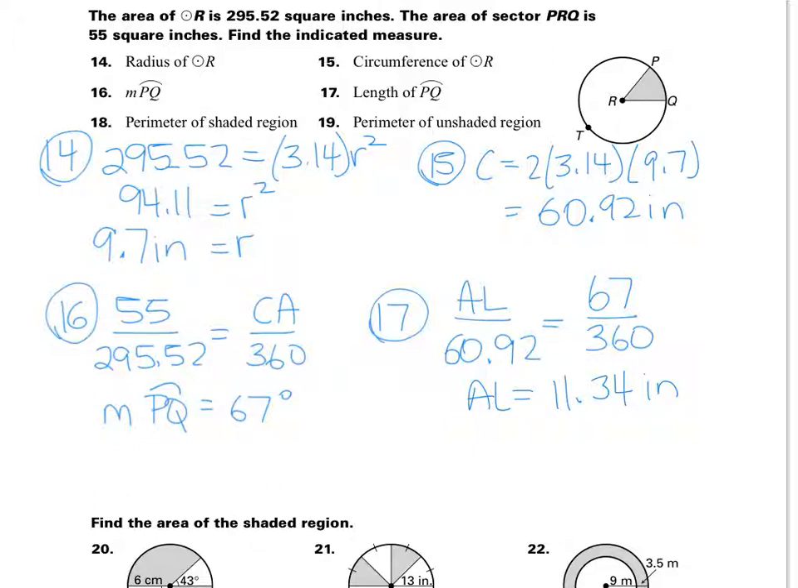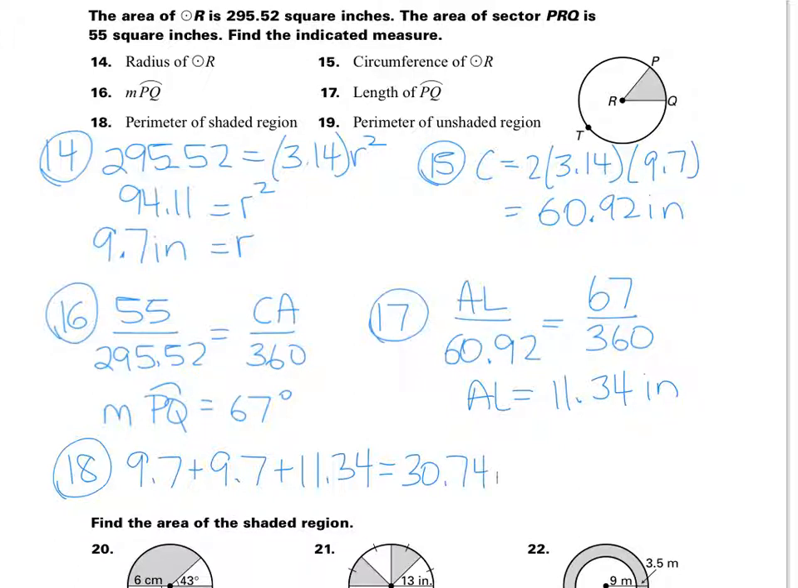Perimeter of the shaded region. Okay, so perimeter is basically the lengths, the 2 radii, plus the arc length. So 2 radii, so what is a radius? 9.7. I have 2 of them. And I need to add that arc length that I just found. You add those together and you get 30.74 inches.